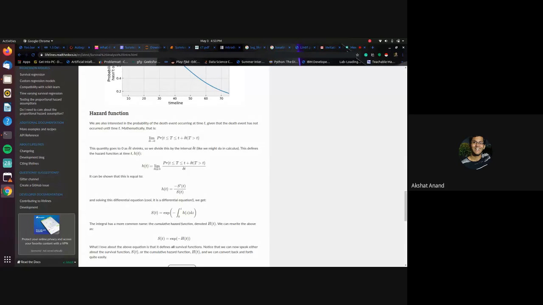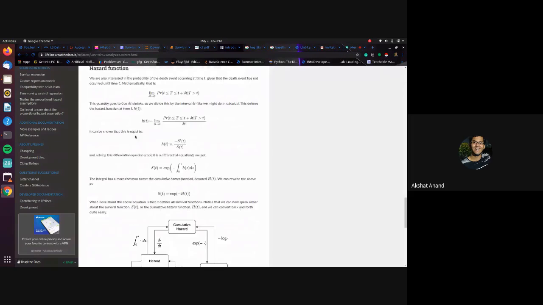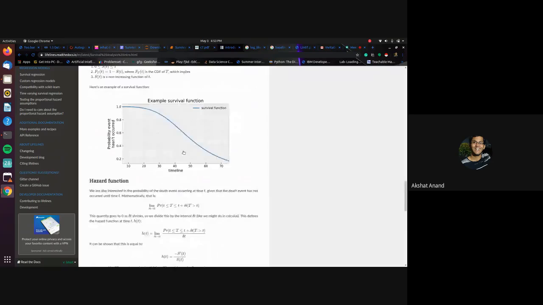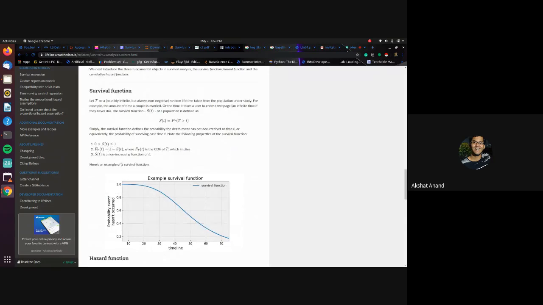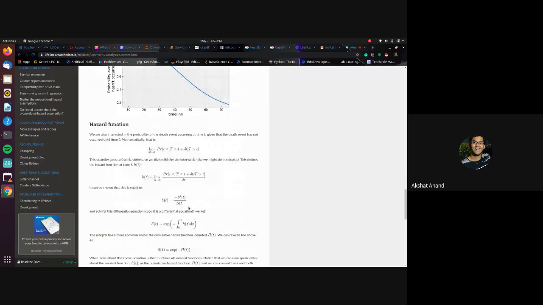So it is given as the limit of delta t tends to 0 of the probability of T ranging from a given time t to t plus delta t, and it can also be shown that the hazard function equals the negative of the differentiation of the survival function, denoted as S of t, divided by S of t.